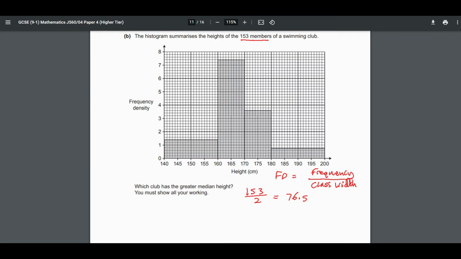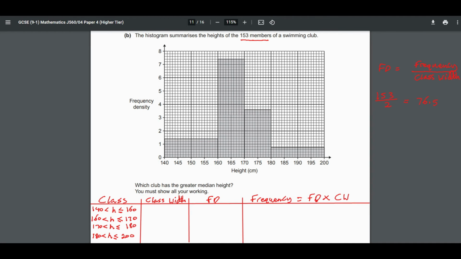Okay, so what we need to do next is actually find the frequencies, because frequency density and frequency are not the same thing. So we need to find the frequencies of each of these class widths. Right, so the table below shows the class widths, so the difference between the classes, frequency densities, and the frequency.